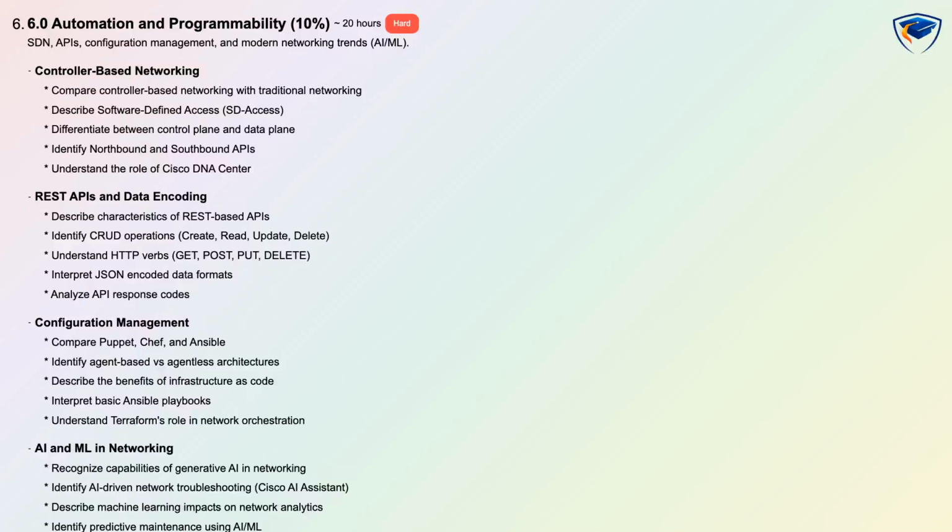The syllabus covers REST APIs, HTTP verbs, JSON data formats and CRUD operations, plus configuration management tools such as Ansible, Puppet, and Chef, agentless versus agent architectures, and Terraform basics. Finally, you will review how AI and ML are applied in networking for analytics, predictive maintenance, and automated troubleshooting.